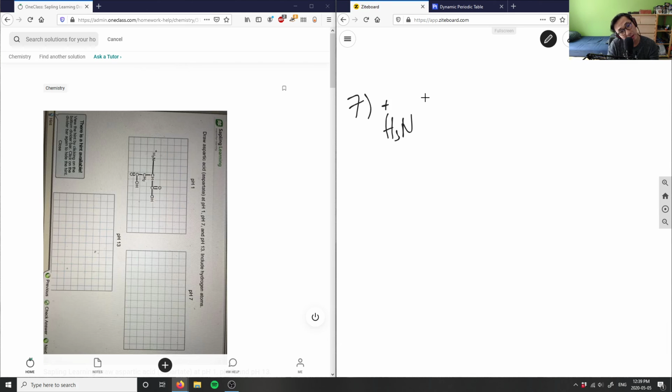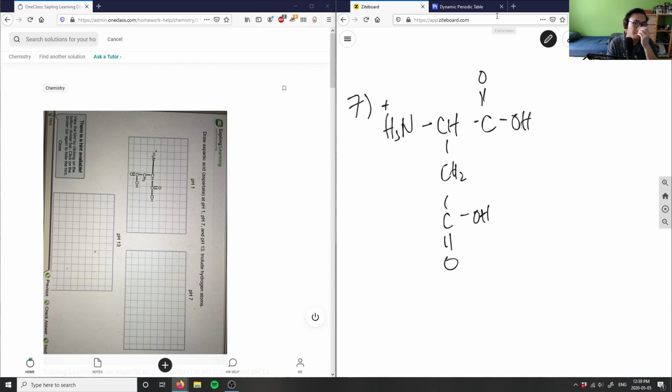So H3N bond CH bond CH2 bond C. This is OH here. This is double bond O, my carboxylic acid group. Bond C, double bond O, bond OH. So this here is our aspartic acid, and this here is at pH 1. We want to draw it at pH 7 and pH 13 here.